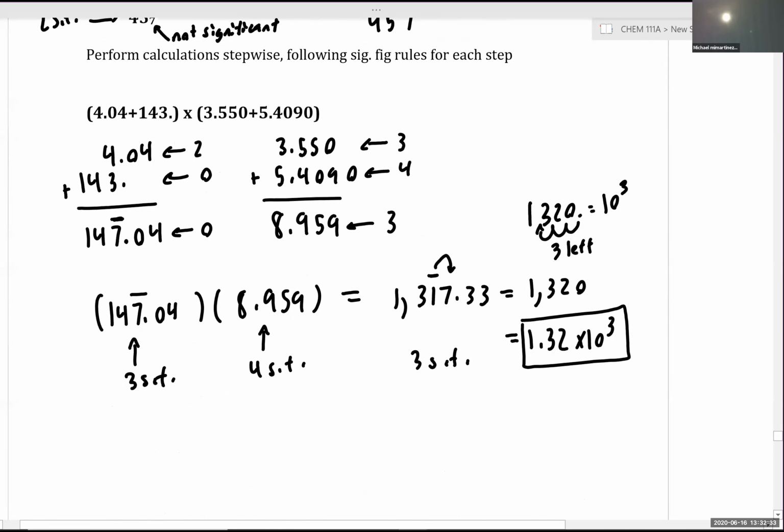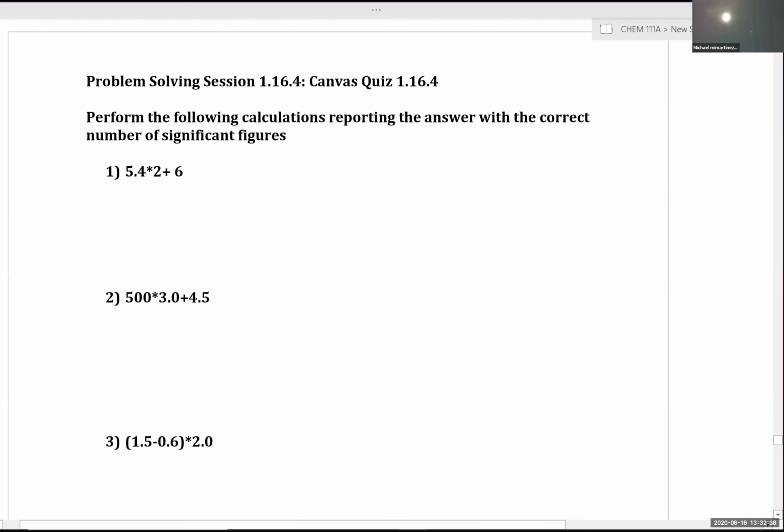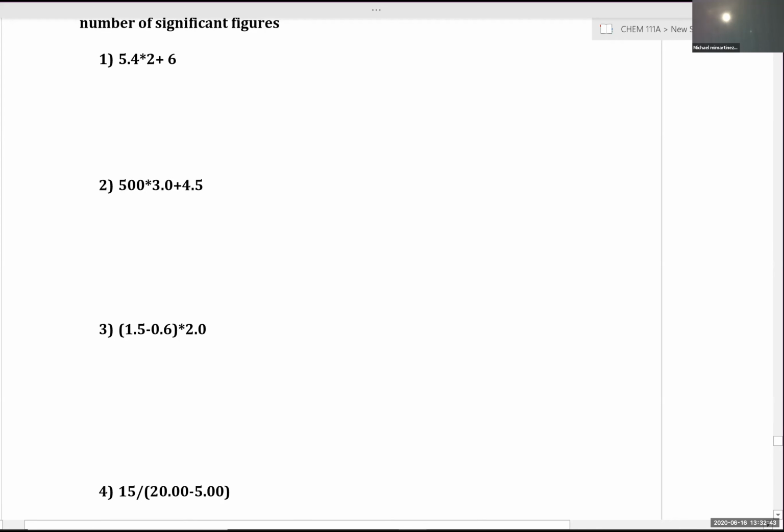So let's do a few more examples. And I'd like you to tackle the following set of 4 examples. And I'd like you to report your answer to the correct number of sig figs. You may have to use bar notation for many of these. So let's take about 5 minutes to work through these examples. And you're more than welcome to submit your responses in the chat or via the Canvas quiz function. And we'll discuss in about 5 to 6 minutes.